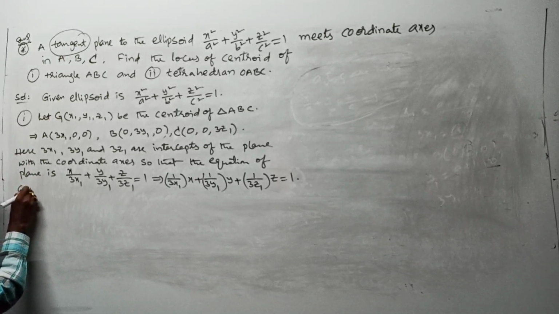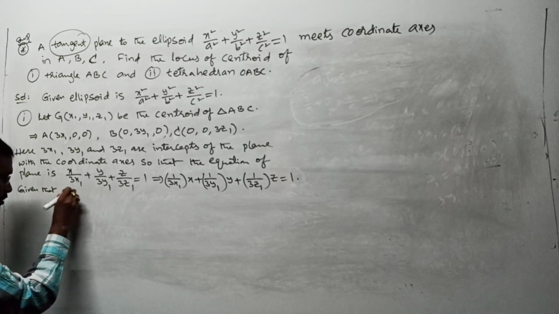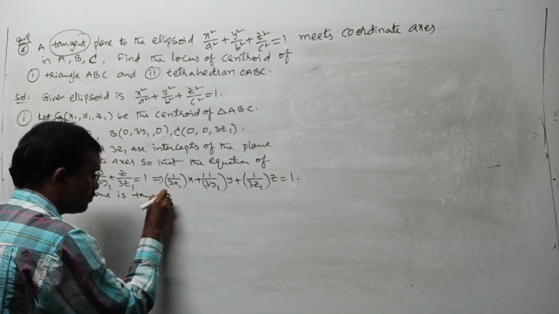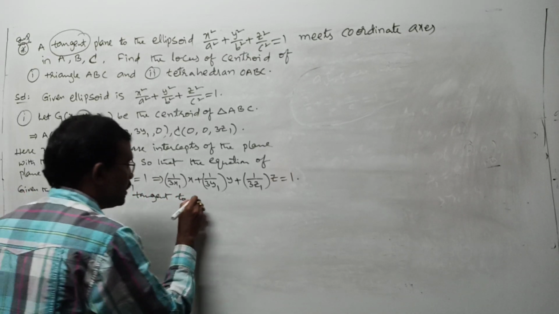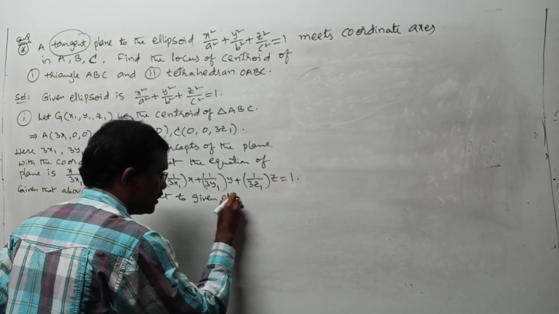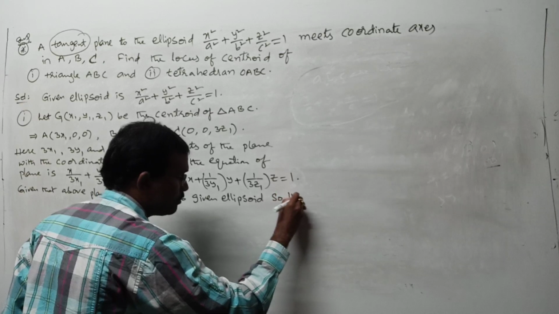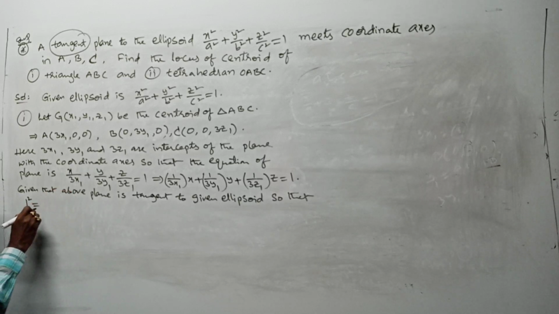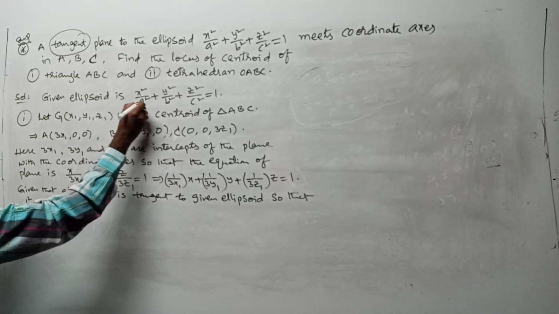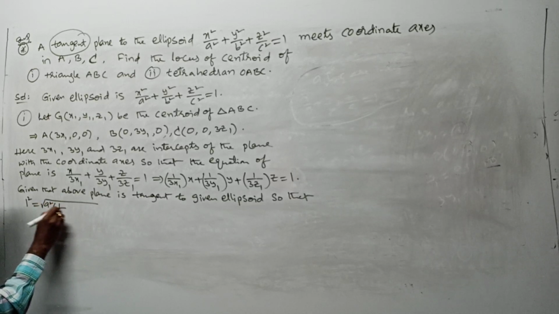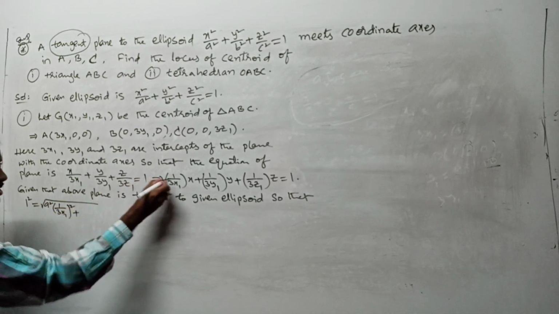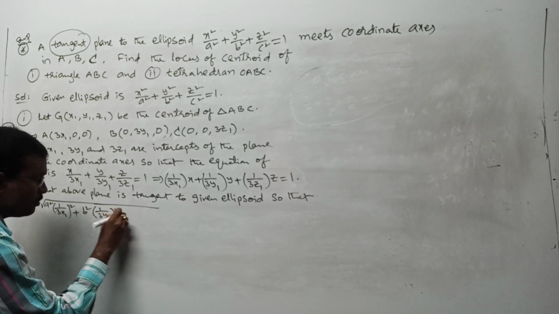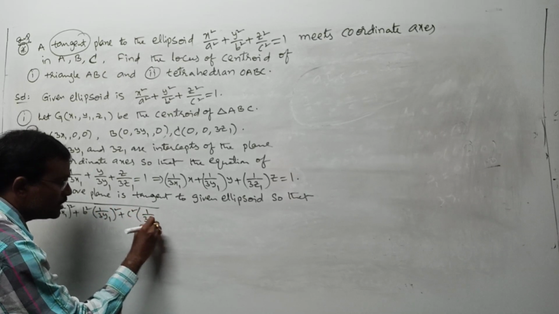Given that the above plane is tangent plane to the given ellipsoid, so that p square, that is 1 square, is equal to a square into (1 by 3x1) square plus b square into (1 by 3y1) square plus c square into (1 by 3z1) square.